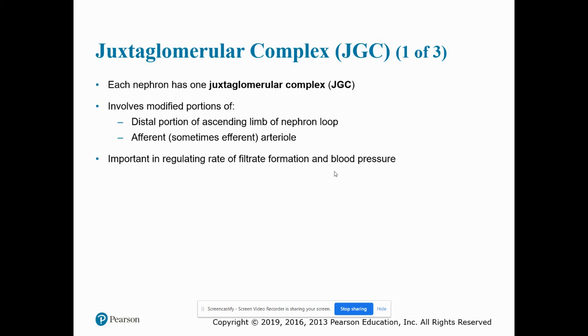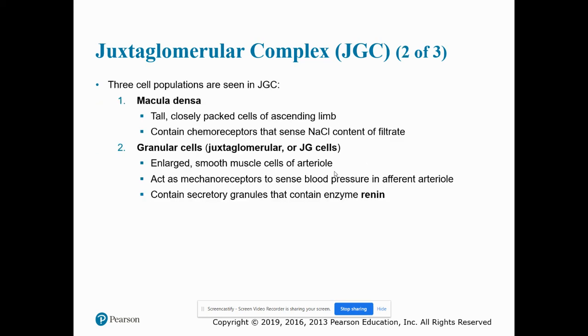Now we're going to talk about the juxtaglomerular complex, or the JGC. Each nephron has one juxtaglomerular complex, and it involves modified portions of the distal portion of the ascending limb of the nephron loop, and the afferent, sometimes efferent arteriole. It's important in regulating the rate of filtrate formation and blood pressure. And there are three types of cell populations seen in the juxtaglomerular complex.